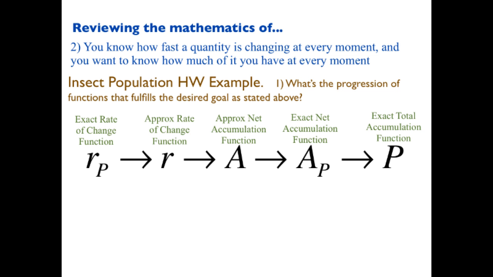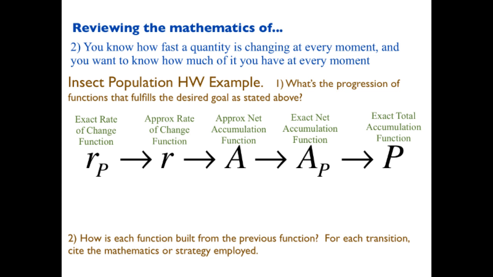Okay, so transitions. What's the transition from exact rate to approximate rate? Build a step function to simulate R sub P. If you said something about a step function or constant rate to mimic the original function, that's worth a point. You're drawing constant rates, a new function made of constant rates to try to reproduce the exact rate function. 1 point or nothing. So it has to be something like that.